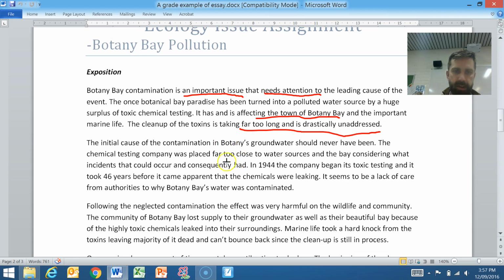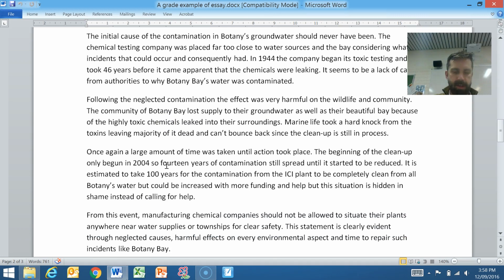And so what they've talked about in each of their arguments here, they've basically said that it never should have happened, and that there was a lack of care from authorities. So again, getting a bit passionate. And if we go down a bit further, they've talked again about the effect on the wildlife and the community. But this time, instead of just giving the scientific factors, they've sort of used argumentative words. So they've said their beautiful bay took a hard knock. They don't have to be as scientific.